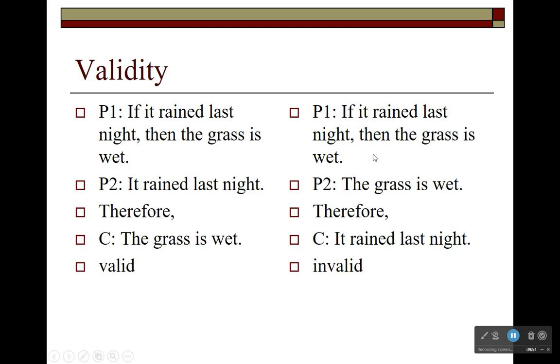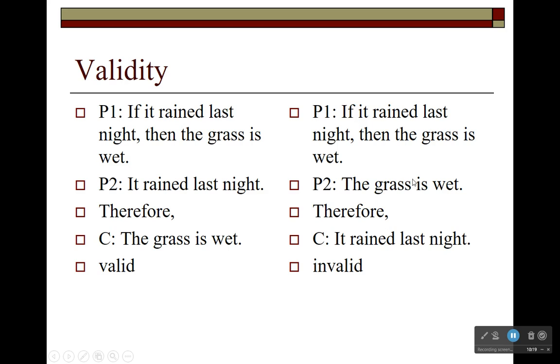Let's take a look at this second argument. Premise 1, if it rained last night, then the grass is wet. Premise 2, the grass is wet. Therefore, conclusion, it rained last night. All right, that's an invalid argument, and it sounds very similar to the first argument, so it might be a little bit hard for you to see why the one is valid and the other is invalid. But now let's apply that test that I talked about a moment ago to this second argument, this argument on the right.